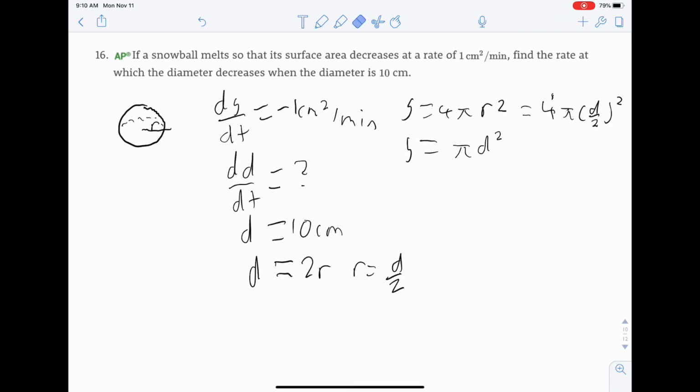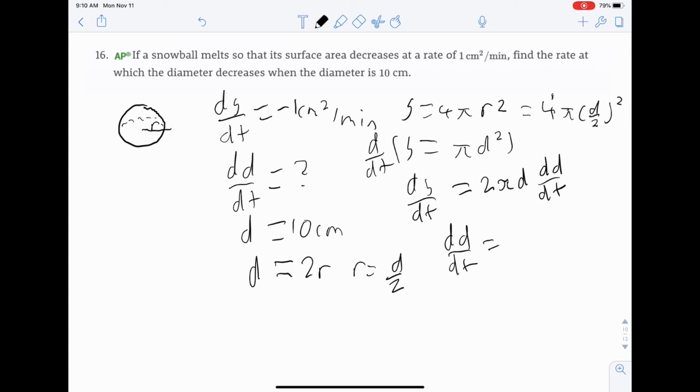So now we'll implicitly differentiate. This will just give us dS/dt on this side, and that'll equal 2 pi d dD/dt. Now we're solving for dD/dt, so we're going to divide over the 2 pi d. So dD/dt is going to equal dS/dt all over 2 pi d.